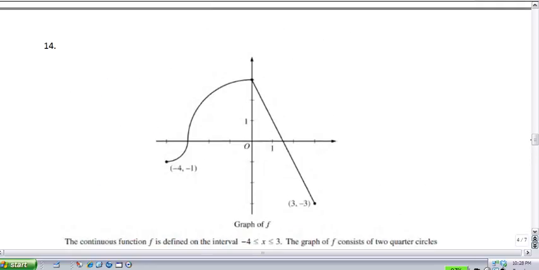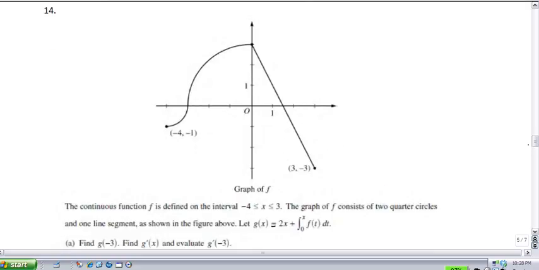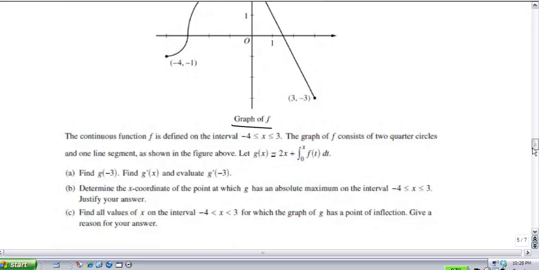Okay, the last one, number 14. And I'm going to bed. Okay, we can do this. I'm given a graph of f. Pay attention to what you're given. Let's see what they ask me.